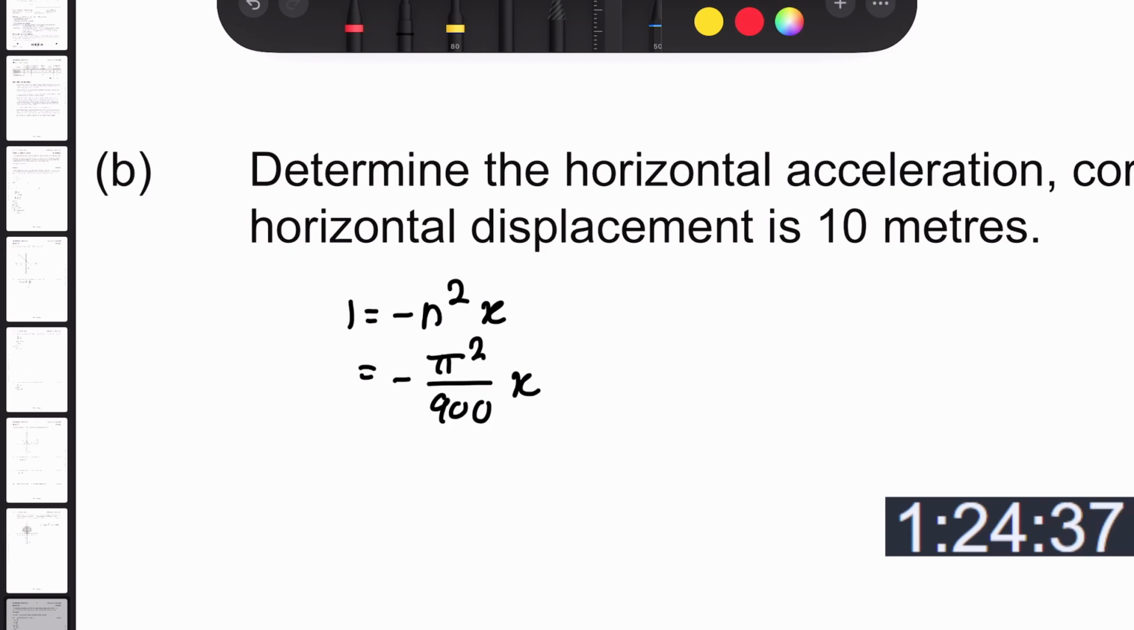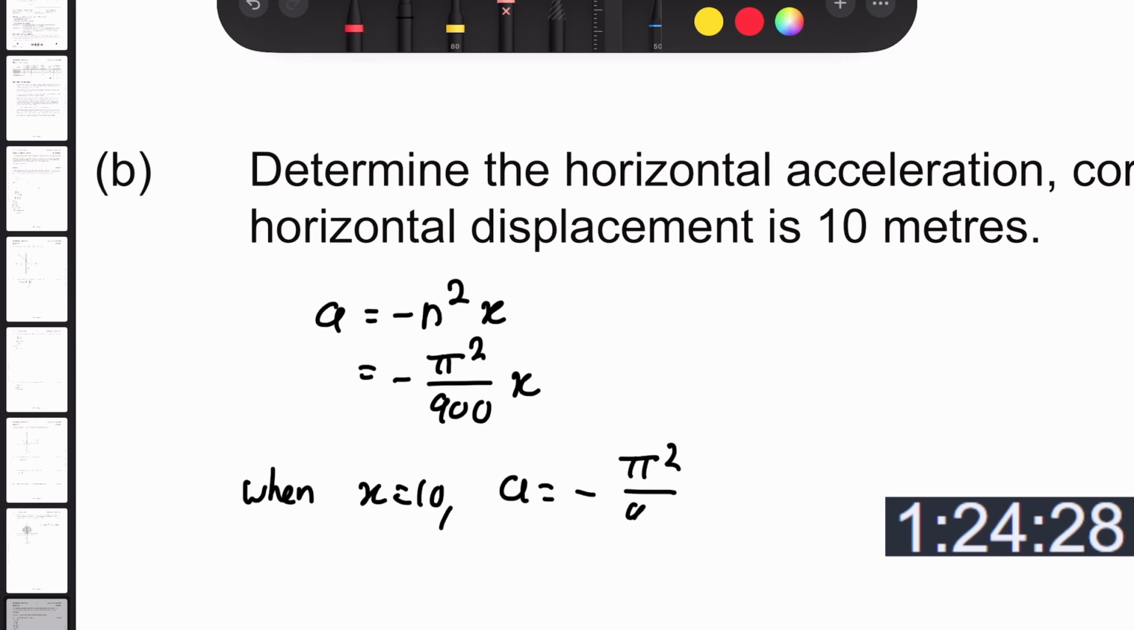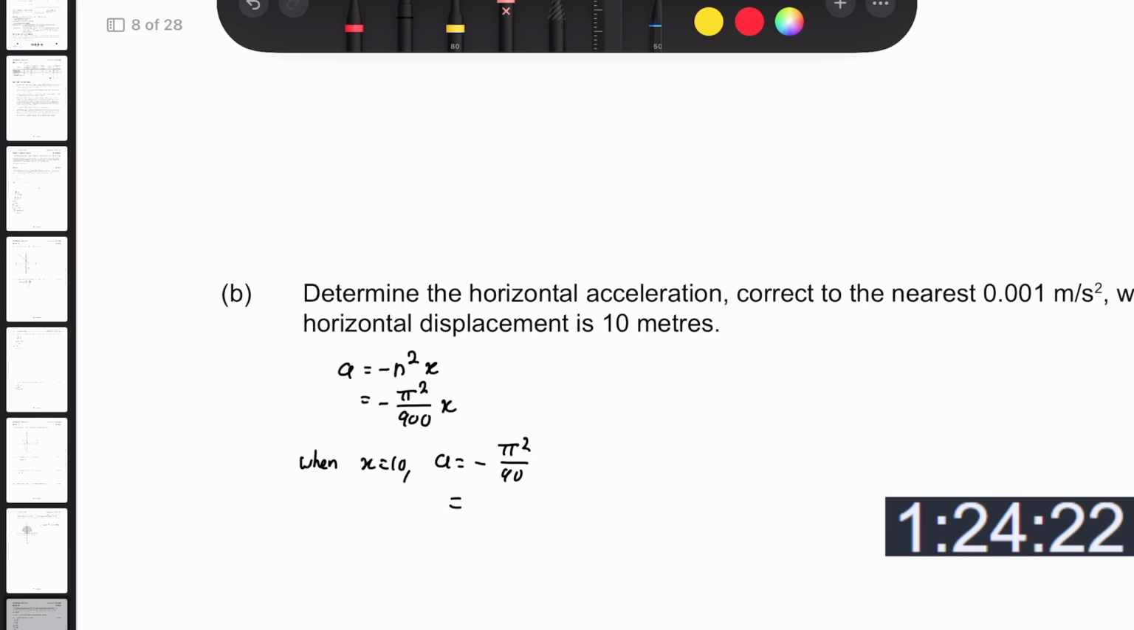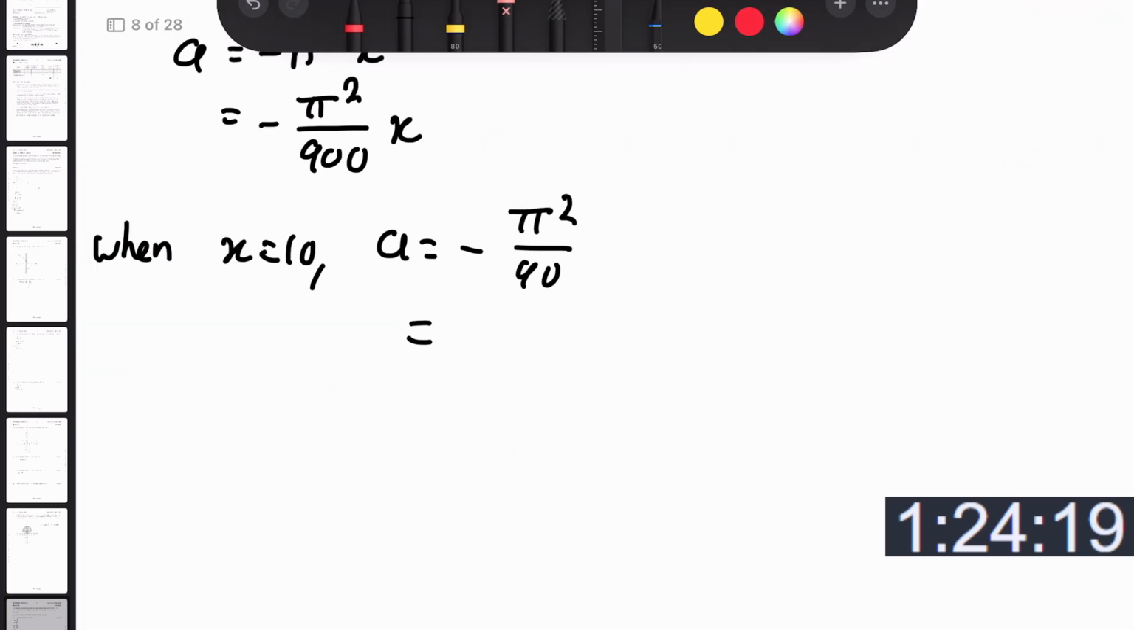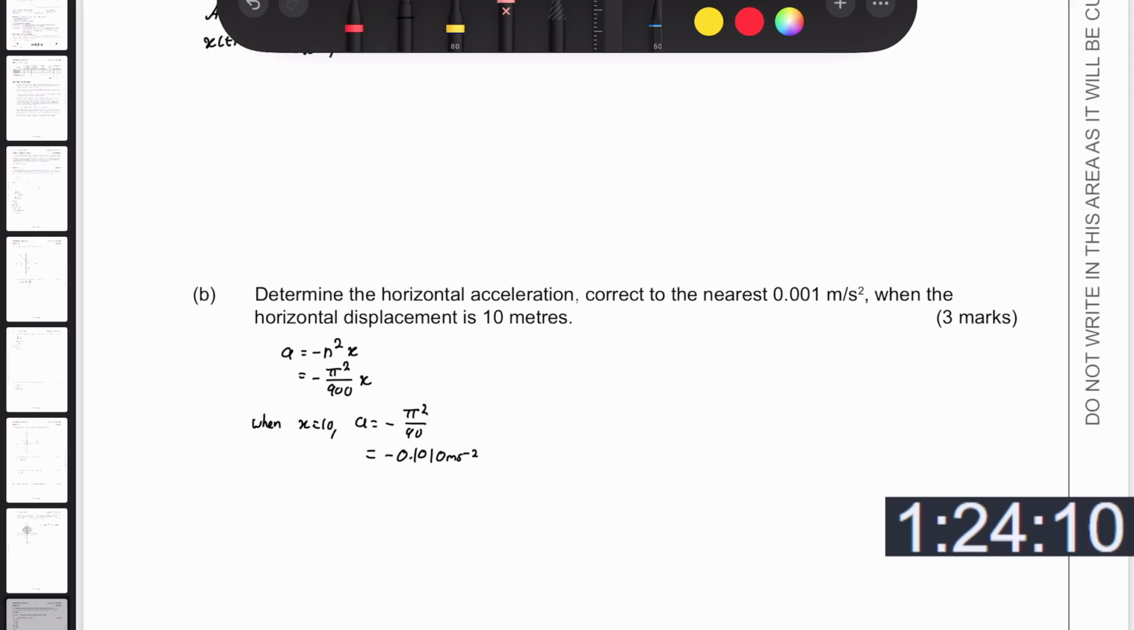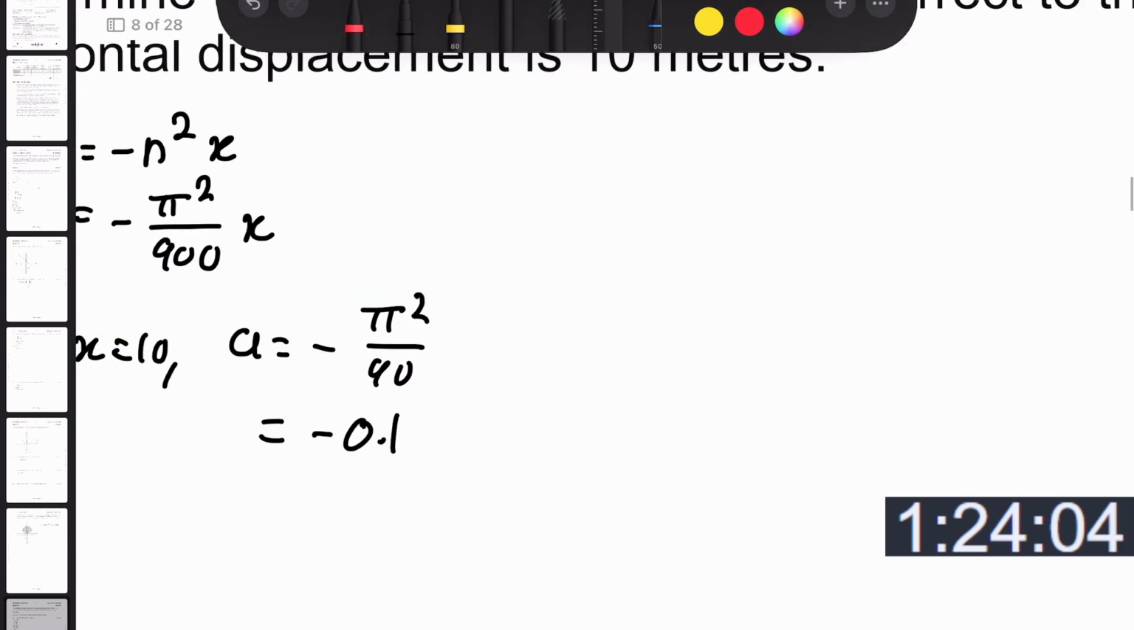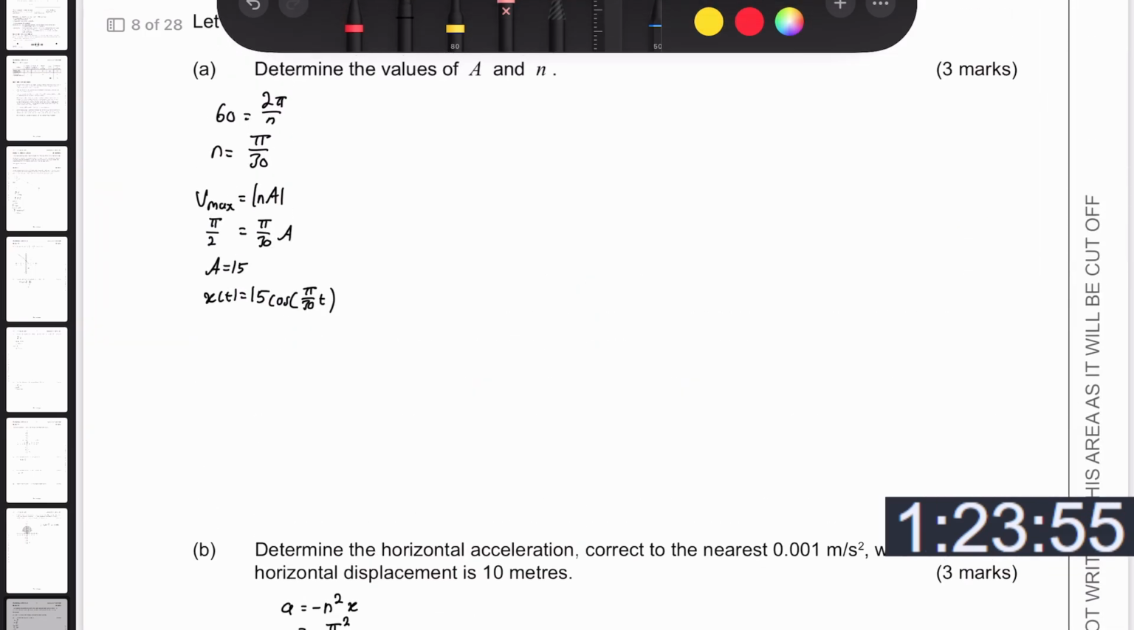Let's just do acceleration constant. And then let's say when x is equal to 10, acceleration is equal to negative pi squared on 90, so negative 0.1010 meters per second squared. To 3 decimal places, wait, hold on, I did this wrong. 3 decimal places would be 0.101 meters per second squared. We want it to be n squared, so k, yep.